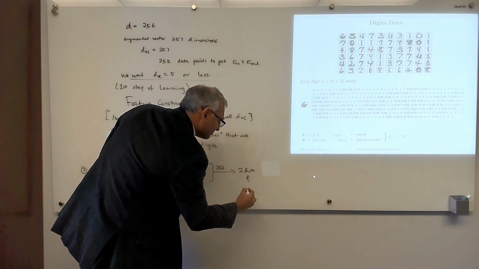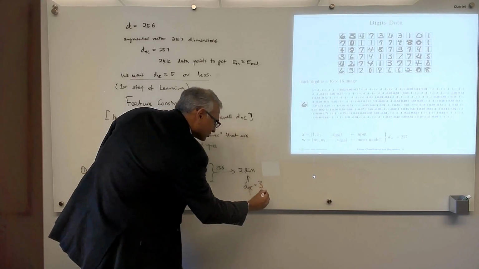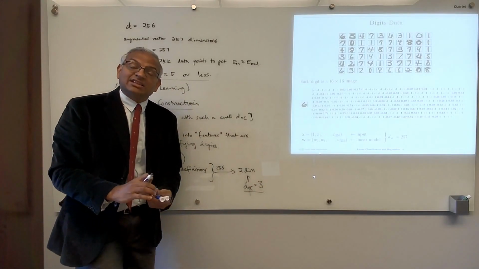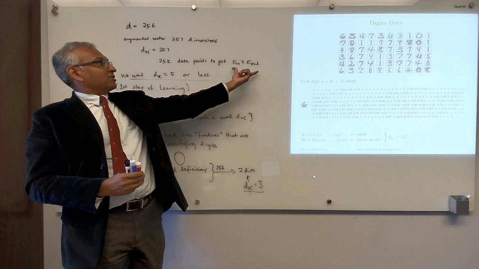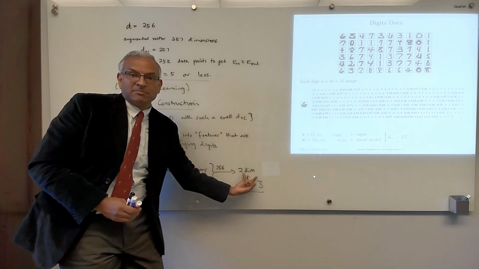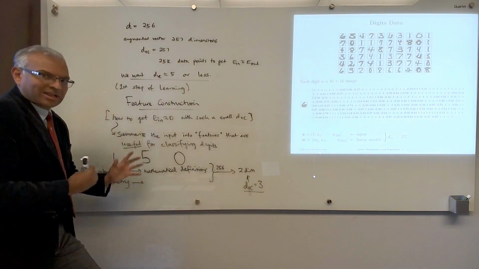But look, the VC dimension is just now 3. d_VC is equal to 3. Because I'm using the linear model, and that's why the linear model is so powerful, it automatically takes care of the first step, providing you have a small dimension. And now you need to take care of the second step by thinking about what are the right features.